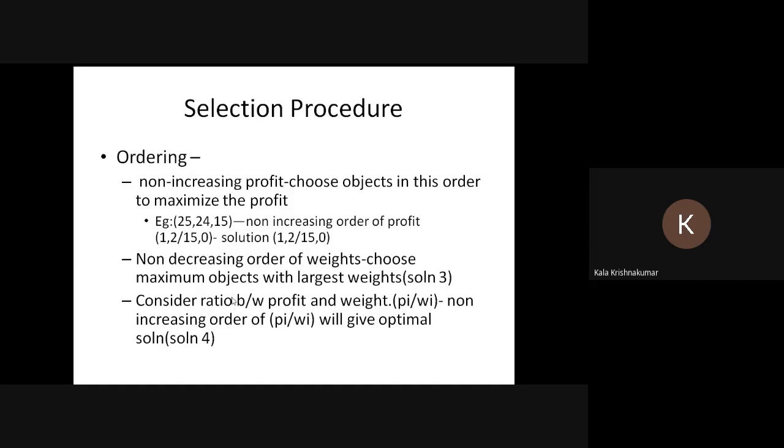Then what we can do is consider a ratio between profit and weight. Because we are taking fractions of input, it is fair to use the ratio between the profit and weight. That is, we are calculating PI by WI, and we'll sort this input in non-increasing order of PI by WI. So you should calculate PI by WI for each object, and sort the objects in non-increasing order of PI by WI, and that will give you an optimal solution.